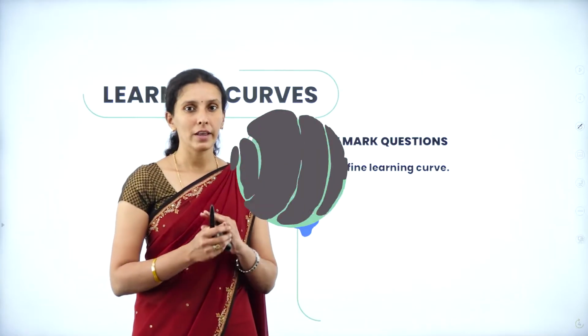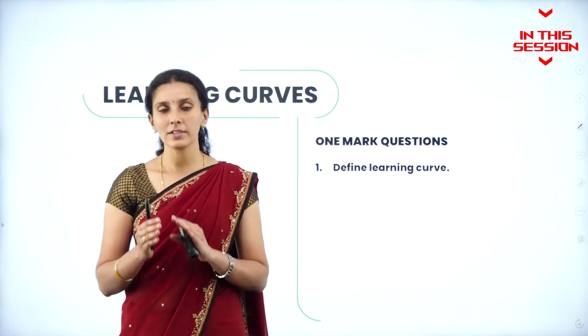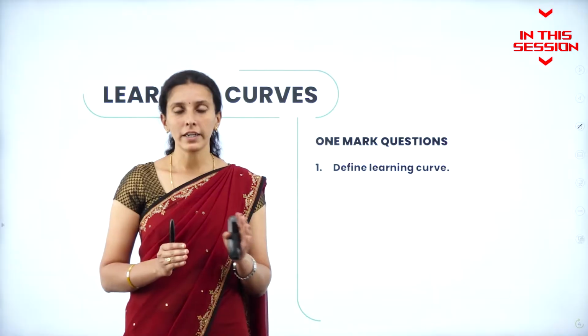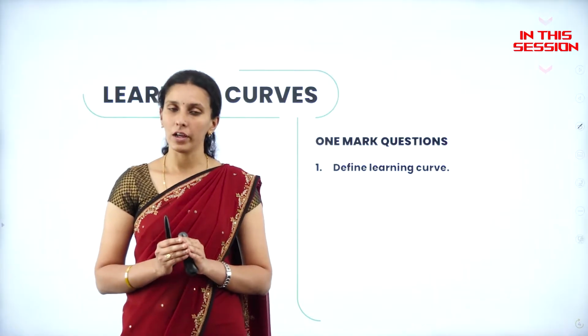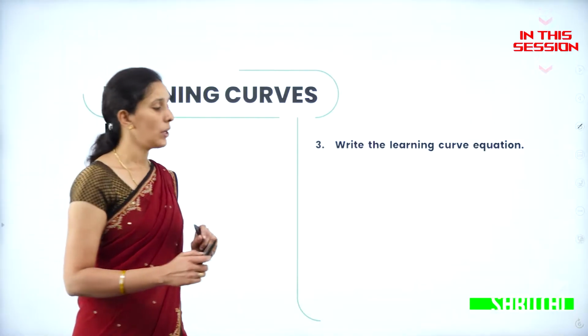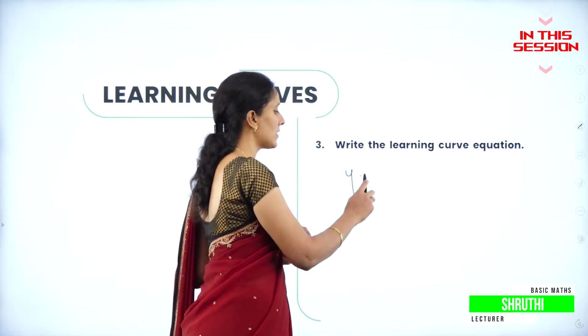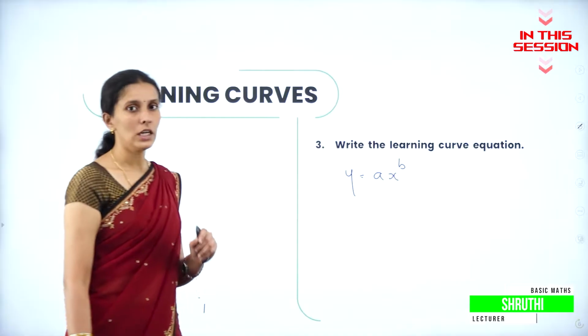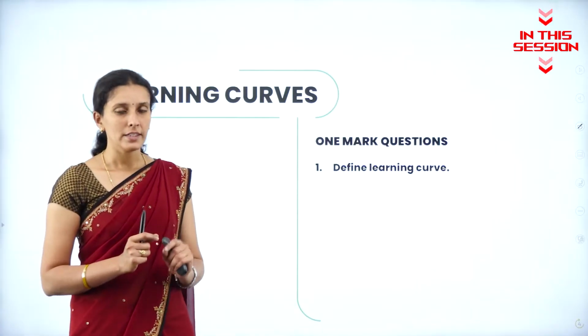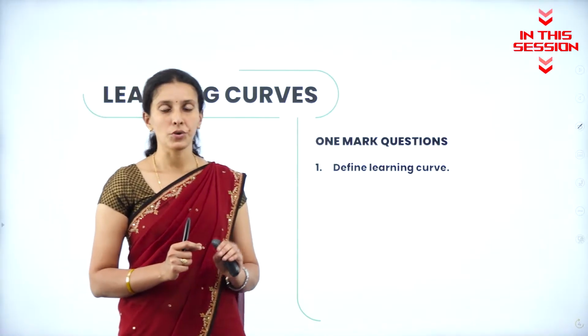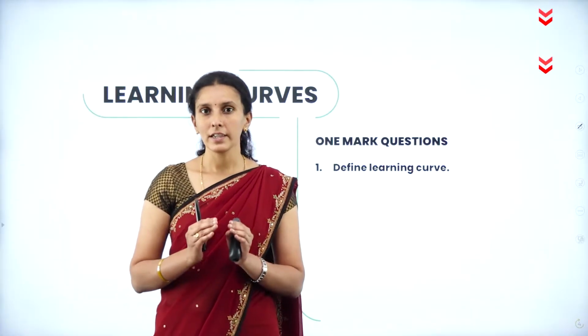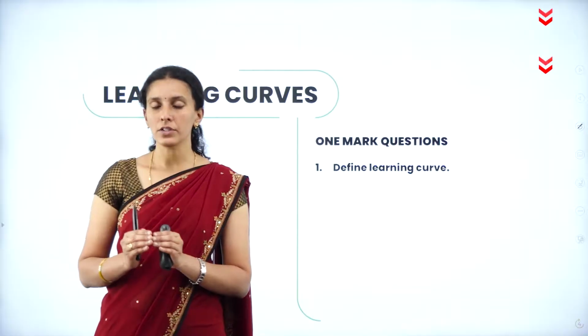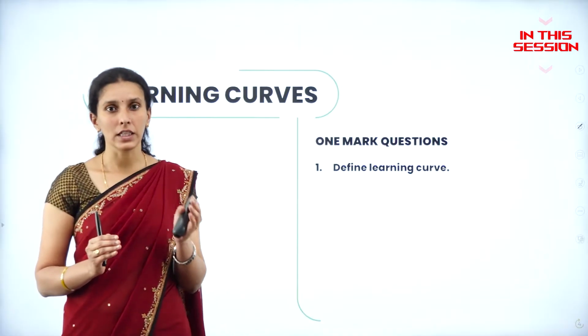For one more question, they will ask you to write the formulas related to learning curves or the definition and terms related to learning curves. So the learning curve equation is given by y is equal to a into x to the power b, where b is the learning index. So learning curve is nothing but it's a ratio between the decrease in average labor hours with respect to increase in the output.